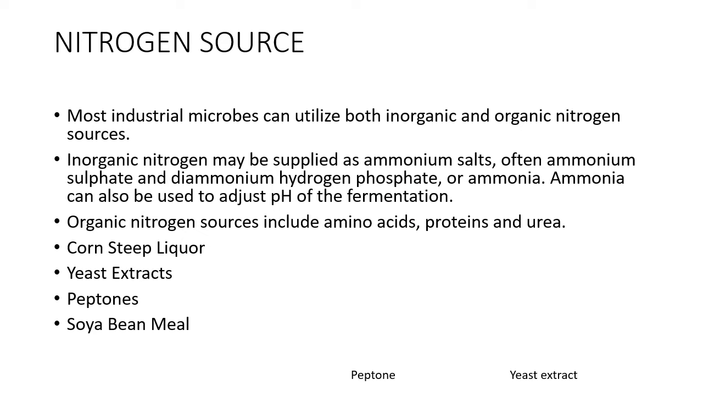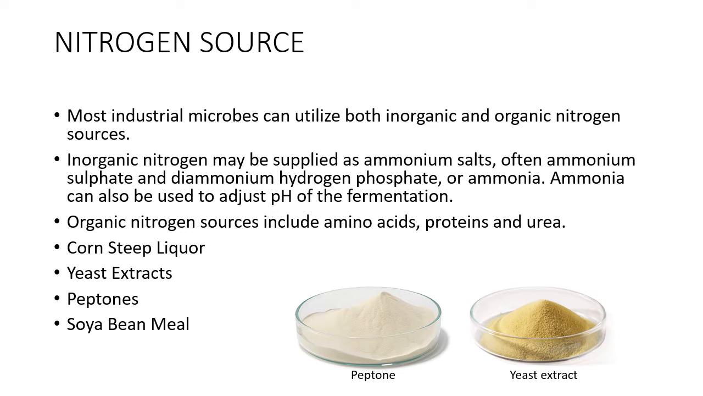Then comes the nitrogen source. Most industrial microbes can utilize both inorganic and organic nitrogen sources. Inorganic nitrogen may be supplied as ammonium salt, often ammonium sulfate and diammonium hydrogen phosphate, or ammonia. Ammonia can also be used to adjust the pH of fermentation. Organic sources include amino acids, proteins, and urea. Some other options for nitrogen source are corn steep liquor, yeast extract, peptones, and soybean meal. This is about the nitrogen source, the second most important ingredient in your media.